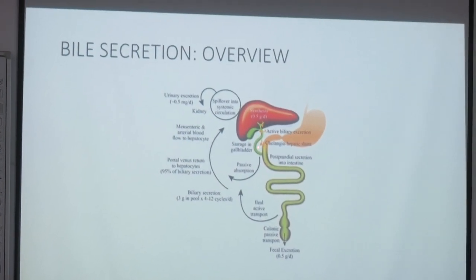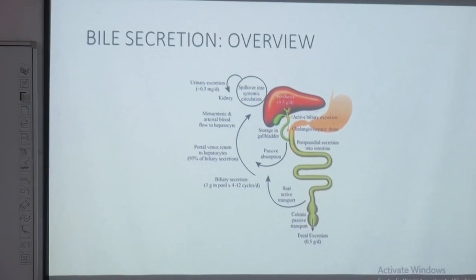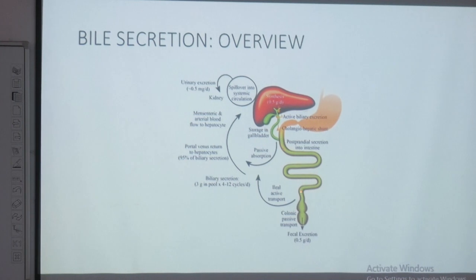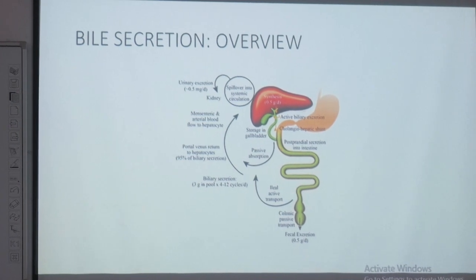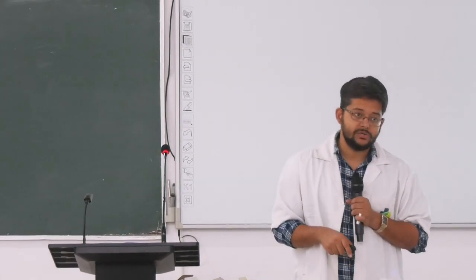And after that, what happens? It comes down into the intestine. And from the distal intestine, that is very important, a portion of this bile again goes back into the circulation and ultimately reaches the liver. This circulation is not the systemic circulation, but the portal circulation.